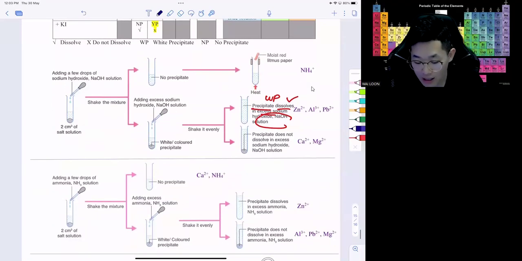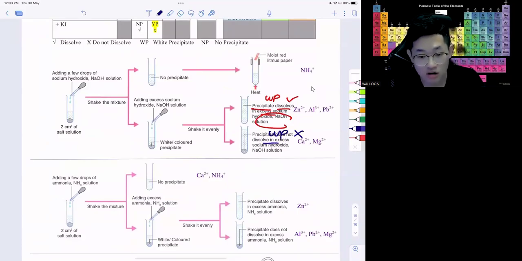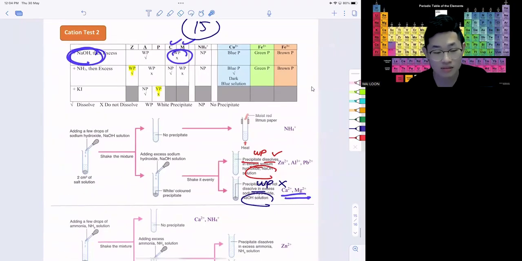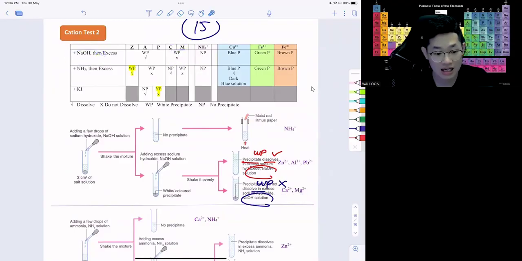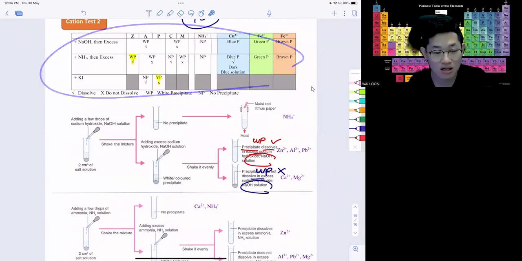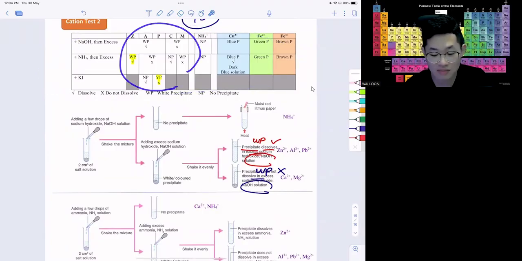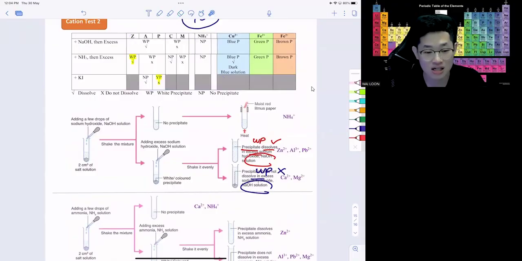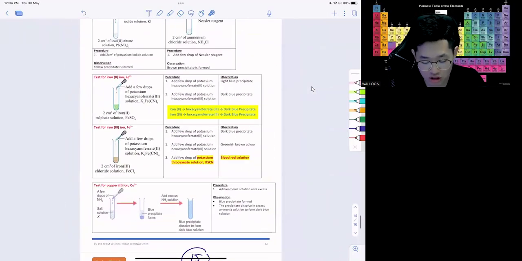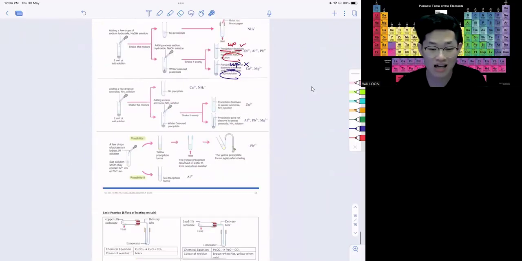When I get white precipitate that does not dissolve in excess, so it's a cross in the sodium hydroxide solution. So sodium hydroxide solution, WP and cross, so it's C or M, calcium, magnesium. Understand? Just like that. So that's how you memorize the full table: 5 ZAPCM, and the colored ions. Then you can go through the notes or the questions to practice how to write the answer.